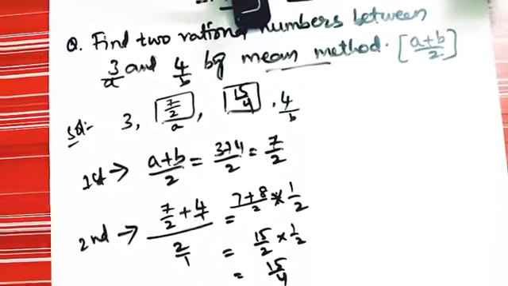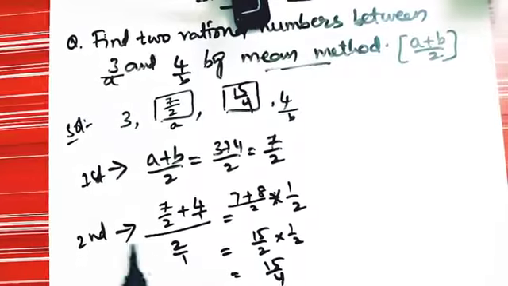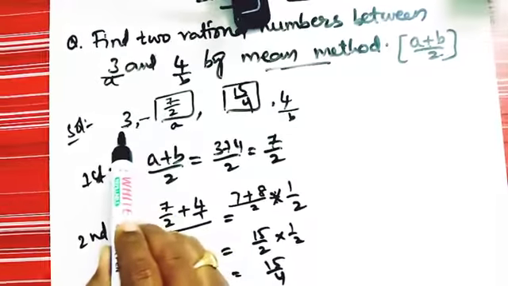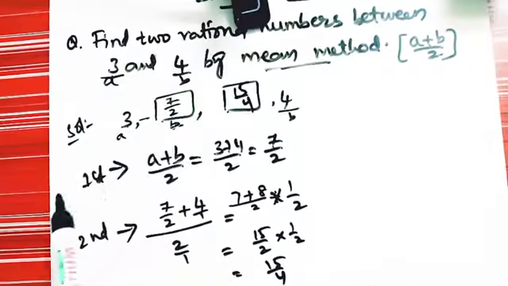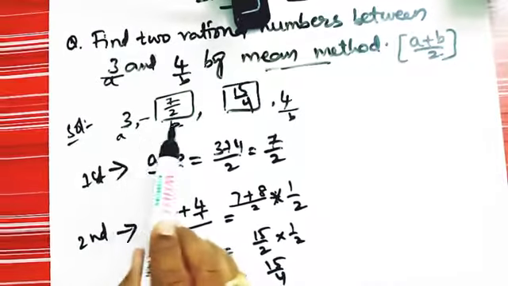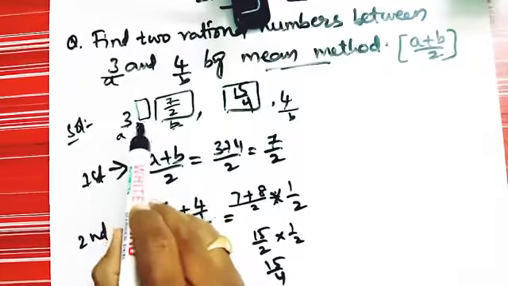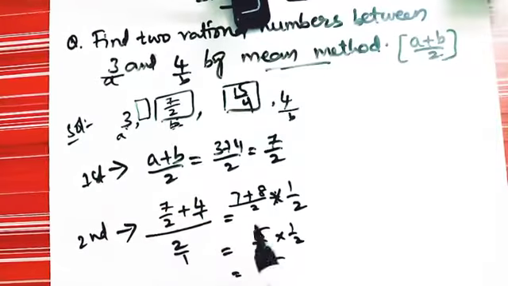Here we can do this problem in another method. If you want to find a rational number between these two numbers, you should take the a value and the b value, and you can find a rational number between these two numbers. You can find it either here or here.